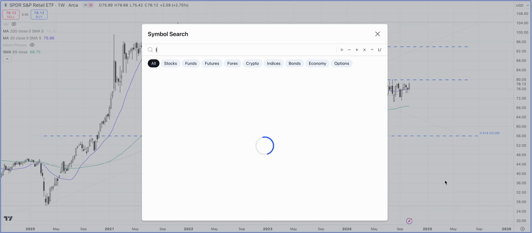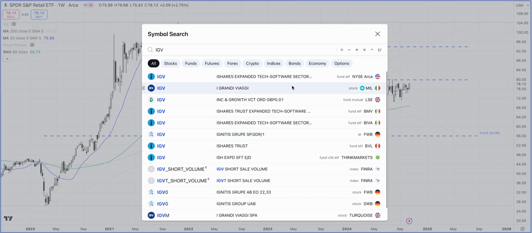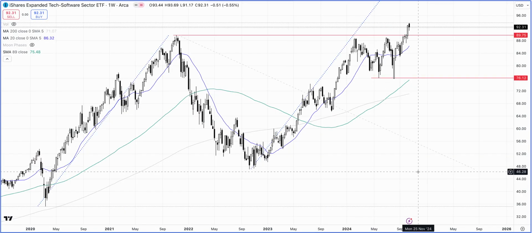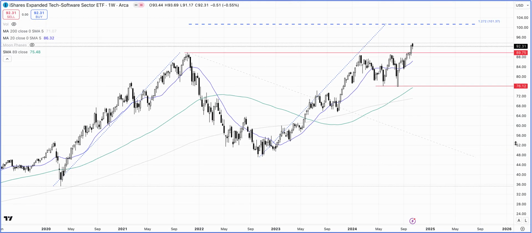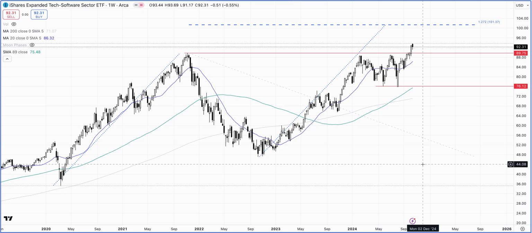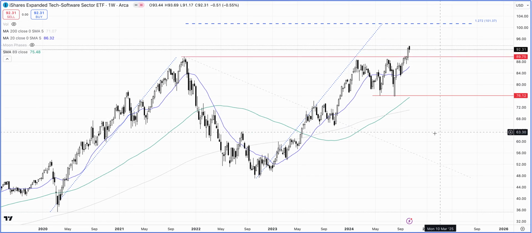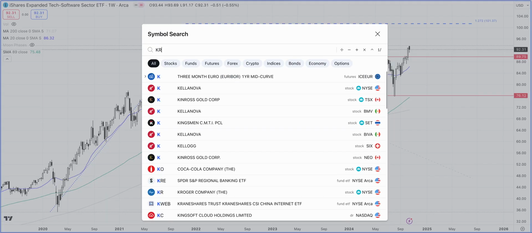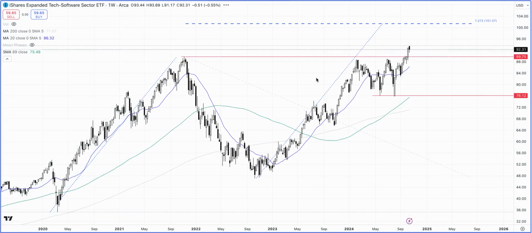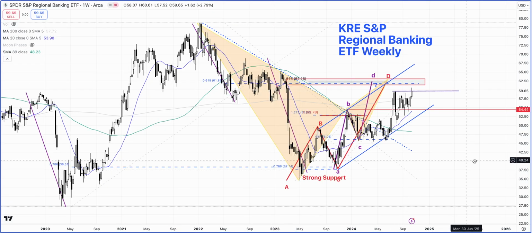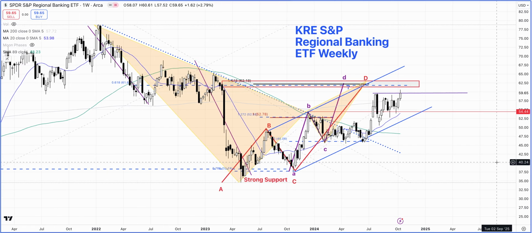Now let's take a look at IGV, which is the tech software sector. Really strong. I think we are going towards the 101 level, which is the ABCD and 1.272 expansion. So one can actually look further into the software sector, this ETF, and pick some stocks if one is inclined towards trading individual stocks.